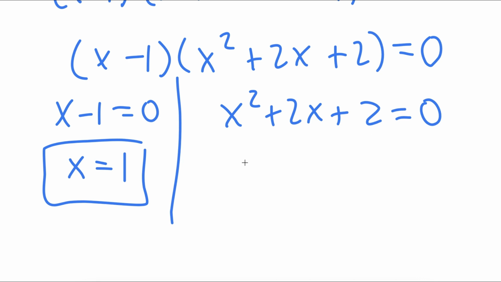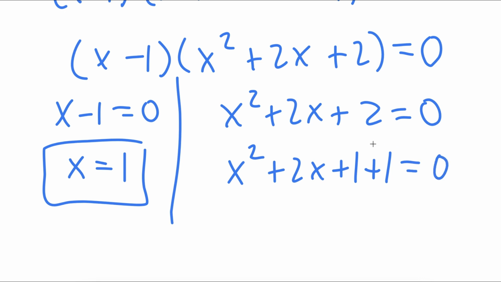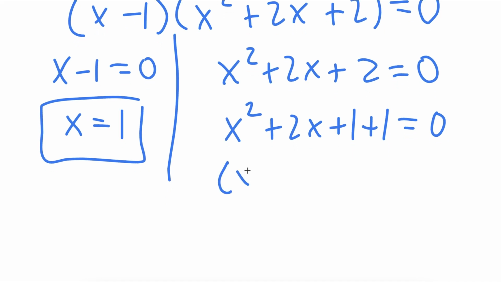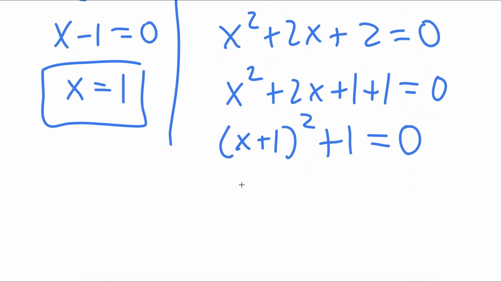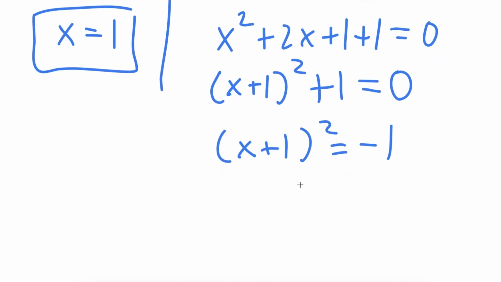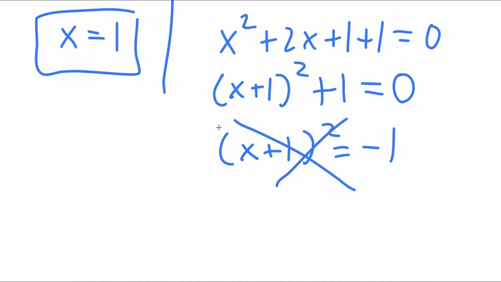And for x squared plus 2x plus 2 equals 0, I'm going to rewrite 2 as 1 plus 1. So now x squared plus 2x plus 1, that's the same thing as x plus 1 squared. So I have x plus 1 squared plus 1 is equal to 0, meaning x plus 1 squared is equal to negative 1. And you can't take the power of something and make it equal to a negative number, meaning this is wrong. So my only solution for x is 1.